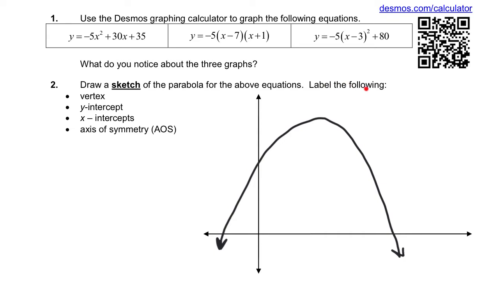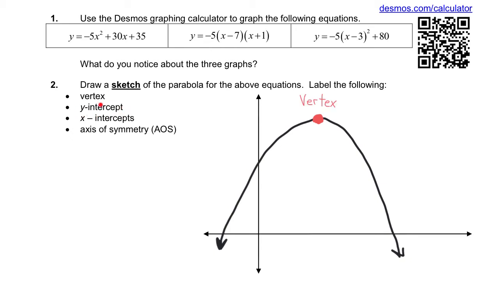We're going to label the following points: the vertex, the y-intercept, the x-intercepts, and the axis of symmetry. Now the vertex is the point that's at the crest or the peak. If your parabola was opening the other way, then it would be at the minimum, but for this parabola, since it opens this way, the vertex is at the maximum point.